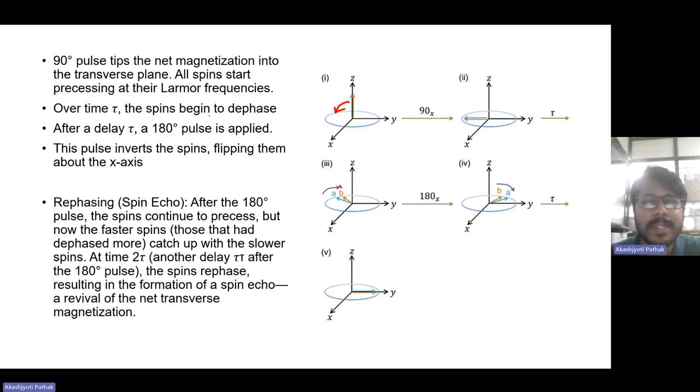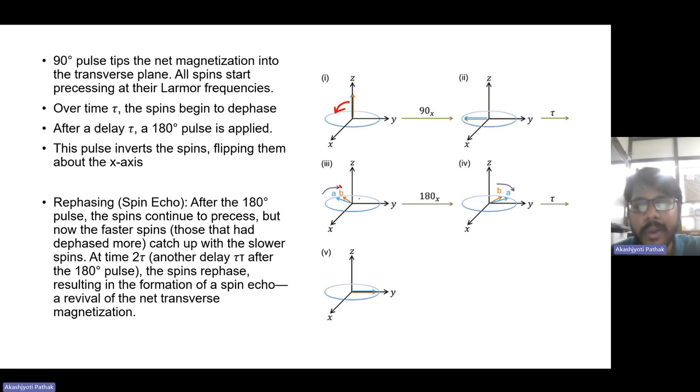So over time, the spins will begin to dephase. And then after this tau second delay, a 180-degree pulse is applied along the x-axis. What will happen if you give a 180-degree pulse? The A and B nuclear spins will completely flip about the x-axis, and they will remain in the XY plane because you have applied a 180-degree pulse.